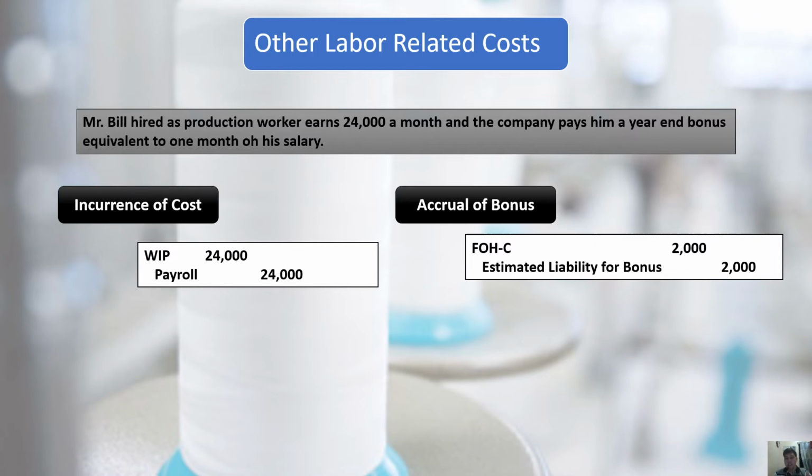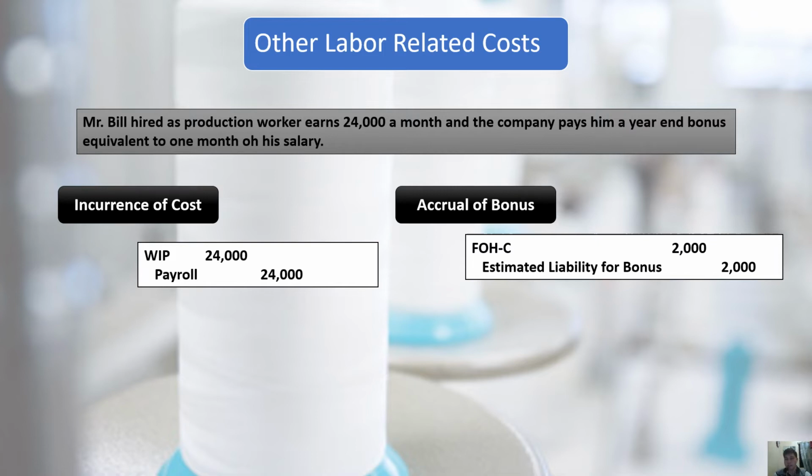Again, incurrence of cost: debit work in process, 24,000. Then credit payroll, 24,000. Then accrual of bonus: debit factory overhead control, 2,000. Then credit estimated liability for bonus, 2,000 pesos.